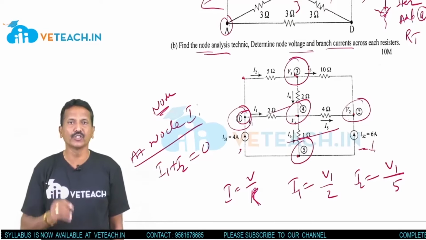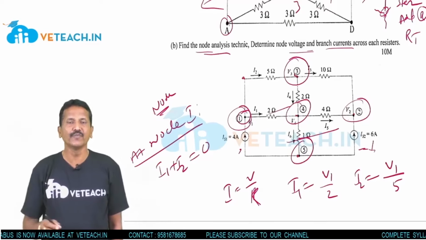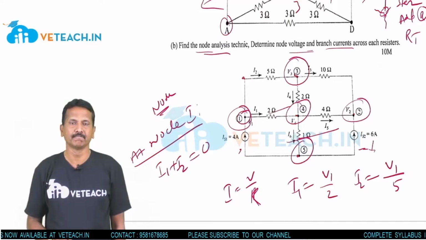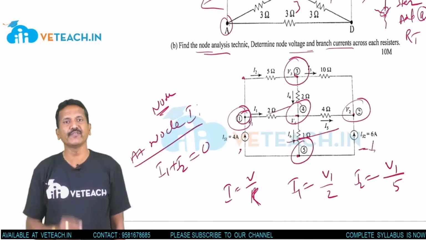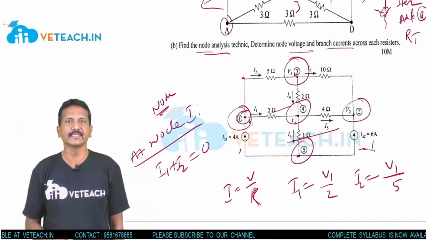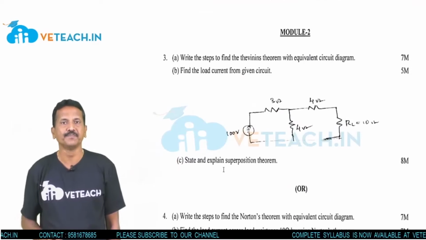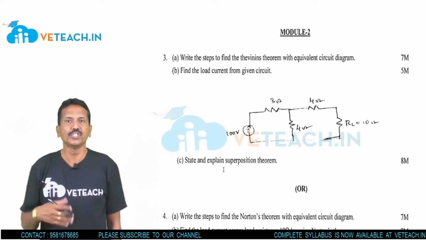Across the node you have to find the current. In a loop you have to find the voltage. So these two are very, very important: the derivation as well as the problems. Compulsory question, students. Now coming to module 2.